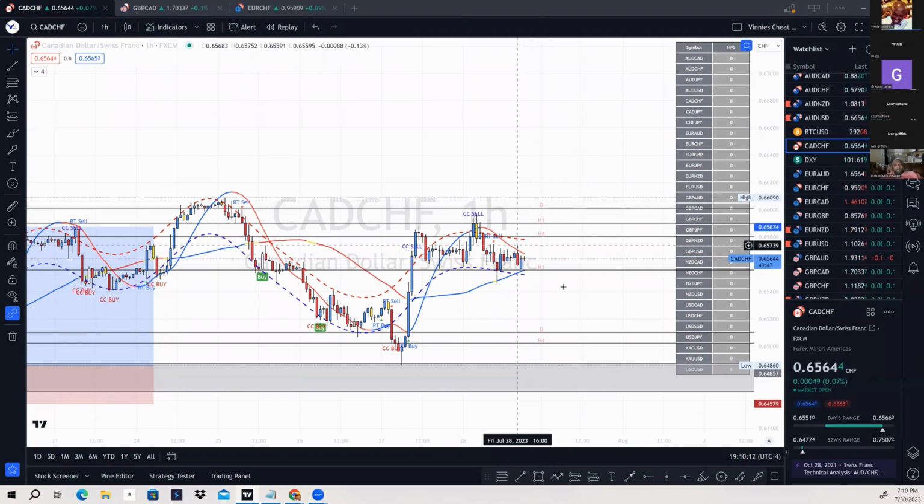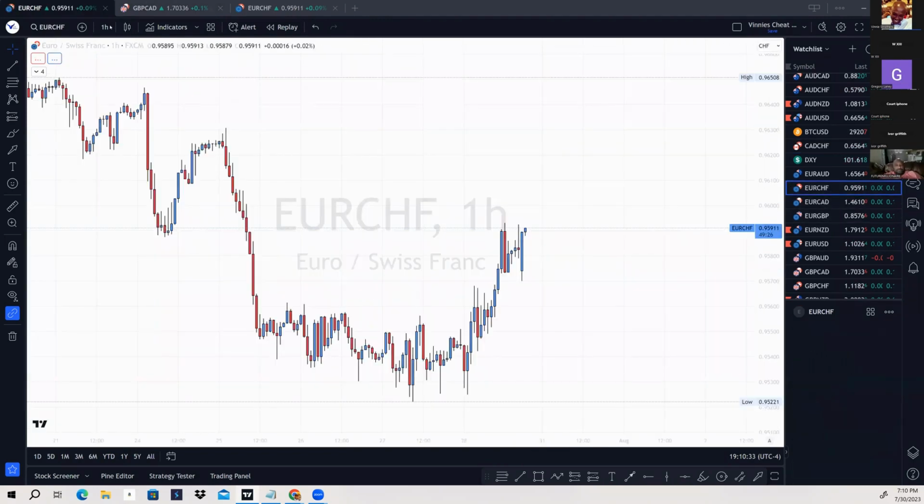So when we get an alert, that'll alert me to buy CAD CHF to go in the direction of the higher time frame. We know from the daily time frame that price is bullish, so that's the direction that we want to trade in. Okay, so that's the first pair that we can look to trade early on this week, CAD CHF. Another pair is going to be Euro CHF. Let's go back to the daily time frame.